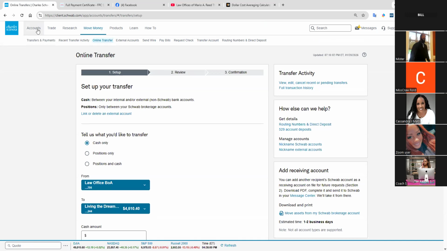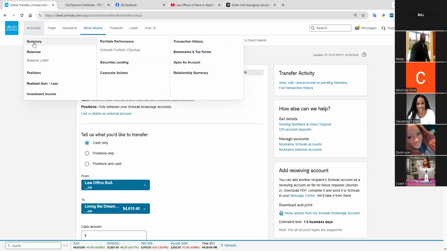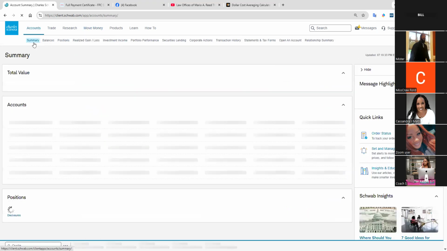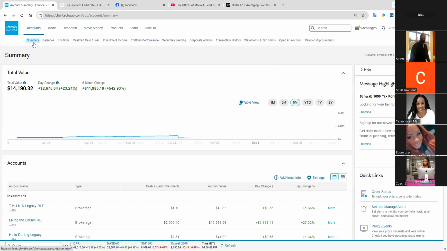Each month, I'm going to be transferring $2,500, and we're going to be doing that as the dollar cost averaging. So when we talk about dollar cost averaging, we're taking a set amount of money and we're consistently putting it in the brokerage account, and we're using it to purchase more of any variety of equities and positions.